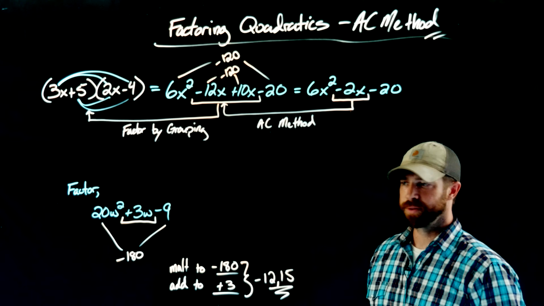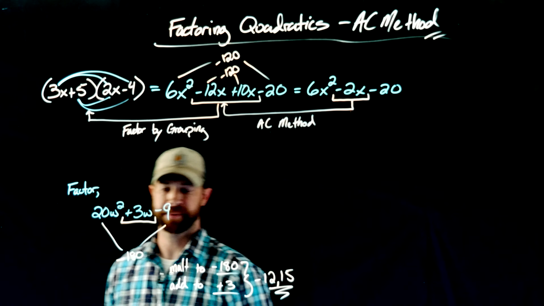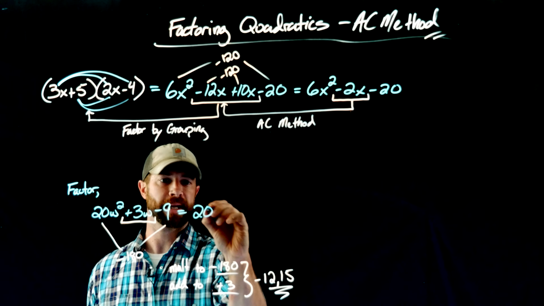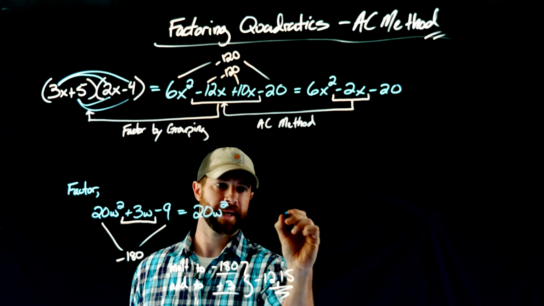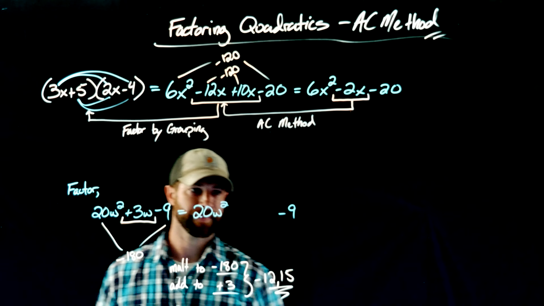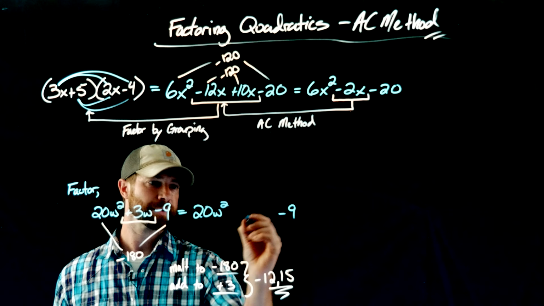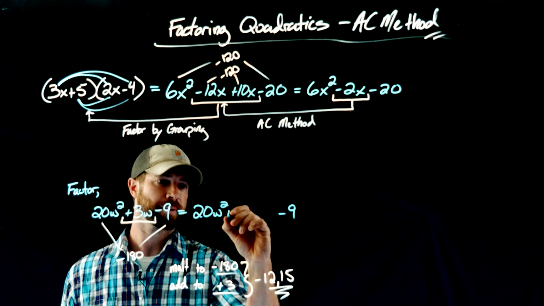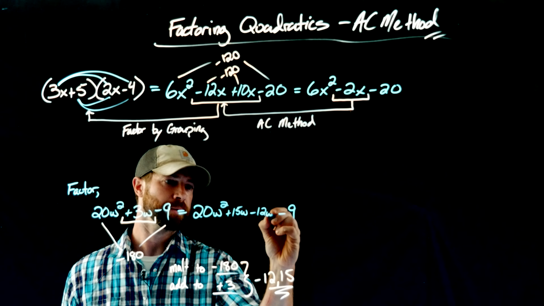So we're going to use these two numbers to factor that quadratic, or to split up that middle term specifically. To set this up, I'm going to write this as 20w squared. I'm going to leave a space for the two terms I'm going to add here, and then I have a minus 9. Again, I'm going to use negative 12 and 15 to write a positive 3w. I'll write it as a plus 15w minus 12w.